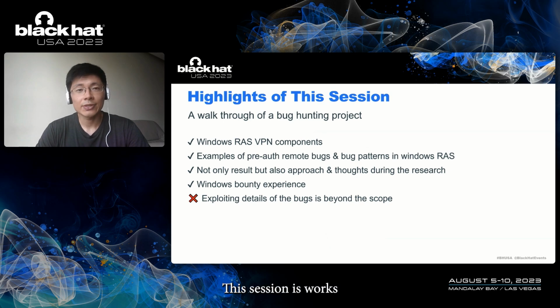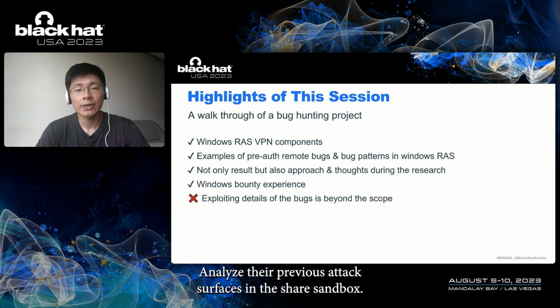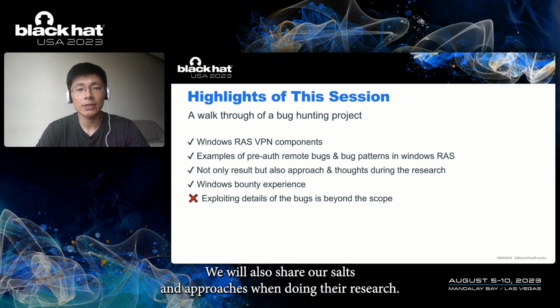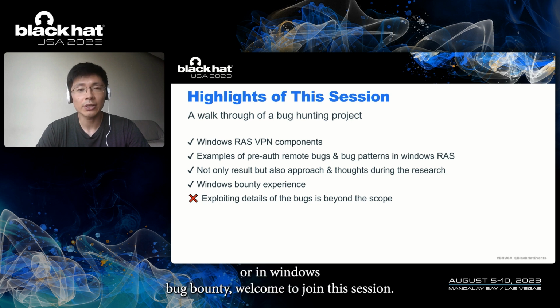This session is a walkthrough of our research project on Windows Remote Access Service. We will go through different Windows RAS components, analyze their pre-auth attack surfaces, and share some bugs we found. We will also share our thoughts and approaches when doing the research. We will not talk about the exploit details of these bugs today. If you are interested in bugs in Windows remote protocols or in Windows bug bounty, welcome to join this session.